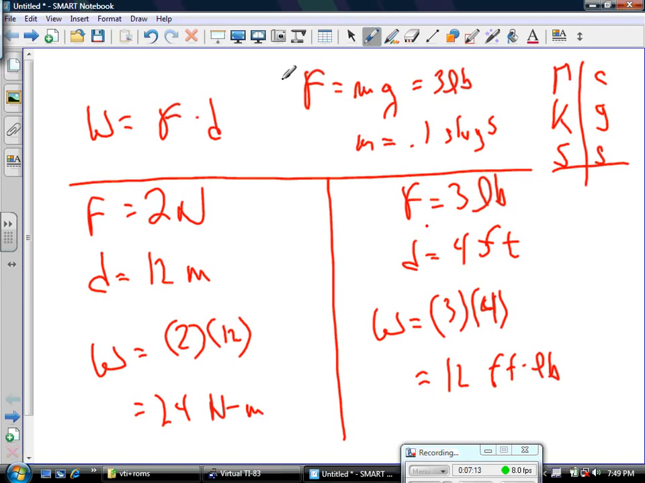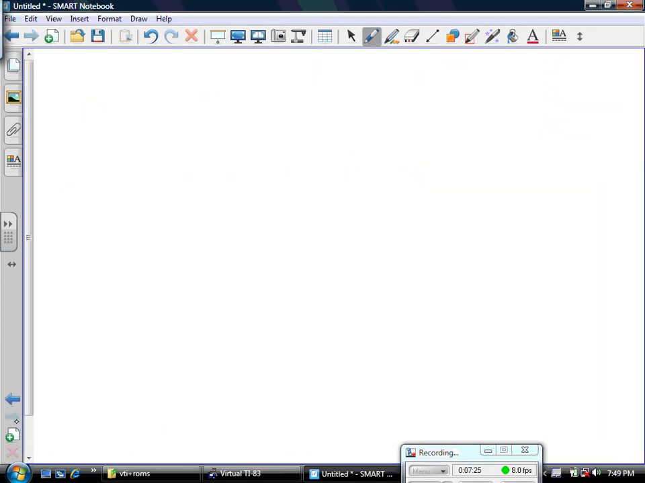The problem is, though, here it's nice and easy to figure out the work you did because the force is a constant. What if it's not? That's what we're going to talk about. Okay? You ever hear of Hooke's law?